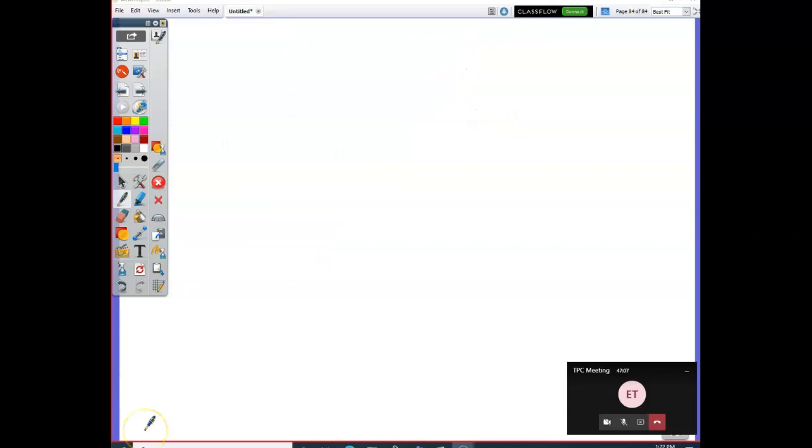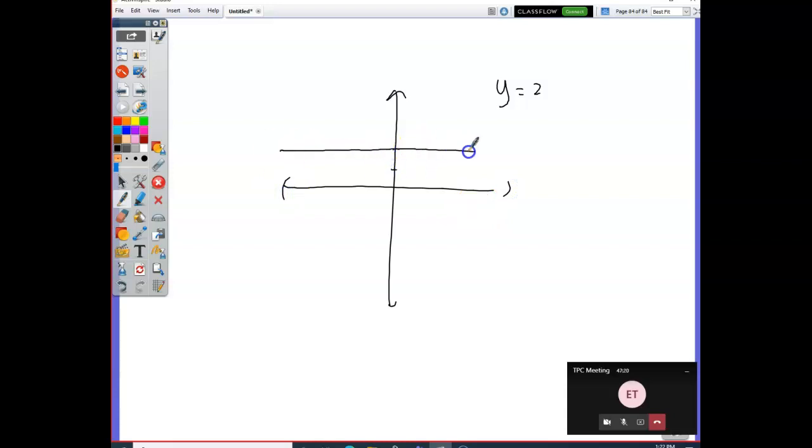How to graph y equals 2? You graph just a straight line like this, right? Here's a question: how do you know that?